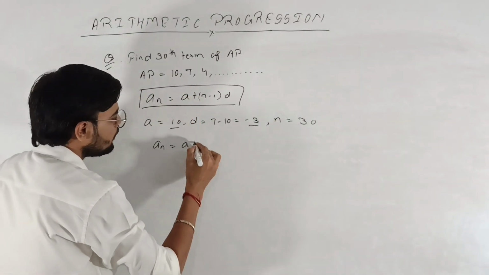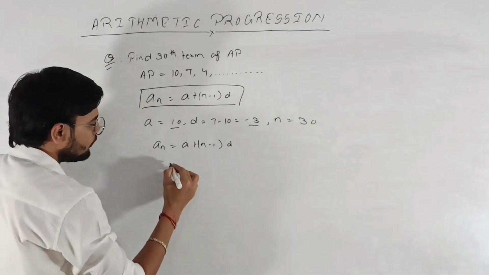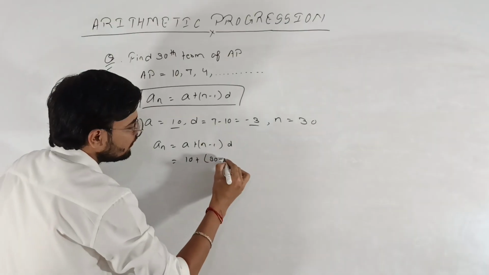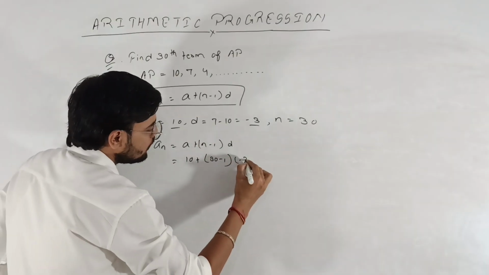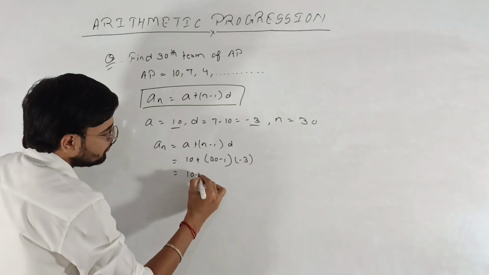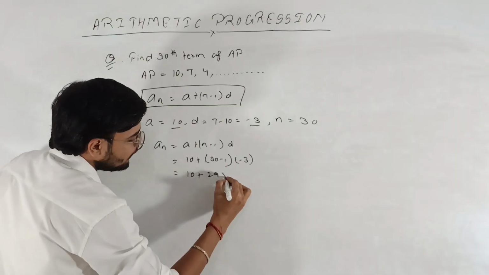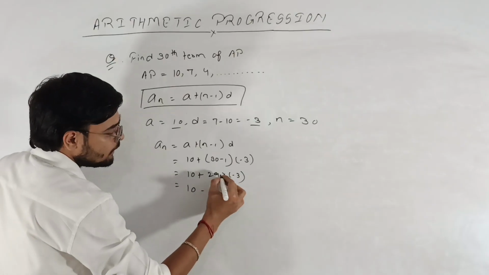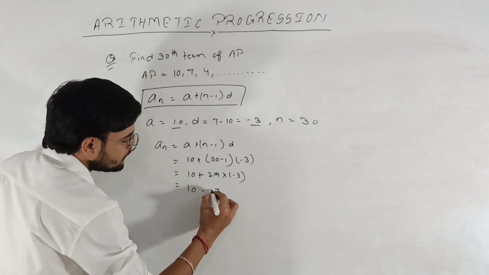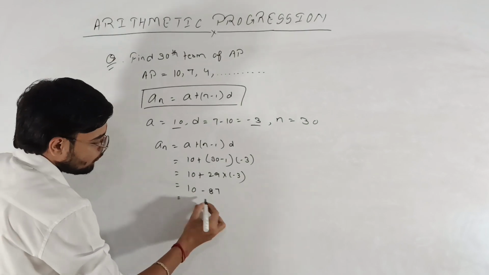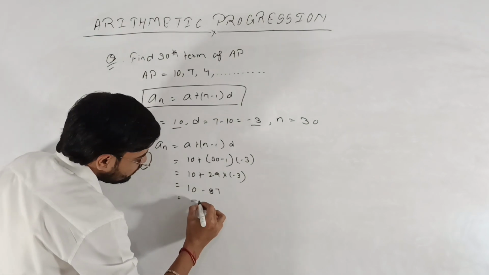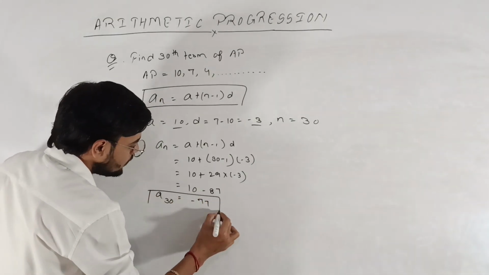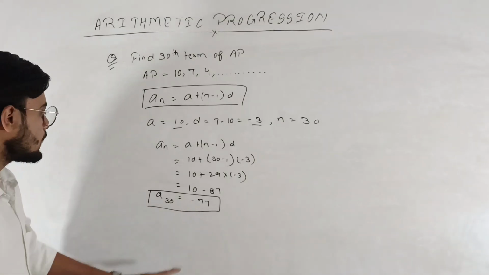Now, what is the formula? an = a + (n minus 1) into d. Now put in the values. a is 10, plus n is 30, so 30 minus 1, and d is minus 3. Now calculate this: 10 plus 29 into minus 3. Multiplying, 9 times 3 is 27, and 3 times 2 is 6, so 87. Now it is 10 minus 87, which is minus 77. So the 30th term of the AP is minus 77.